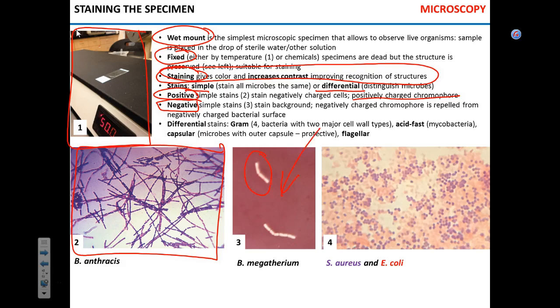Bacteria is not stained, but you see how much contrast this image has. This is called a negative stain. So basically, positive stain stains the specimen, while negative stain stains the background.